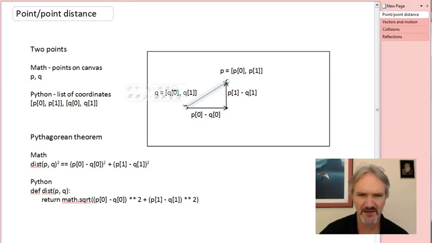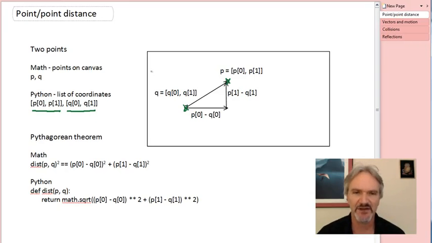So here in my little diagram, there's one point, there's a second point, P and Q. And in Python, we're going to store each as a list with 2 entries. The first component will be the horizontal position of the point. The second component will be the vertical position of the point. Here's Q, again a list of 2 entries. And what we'd like to compute is this distance right here.